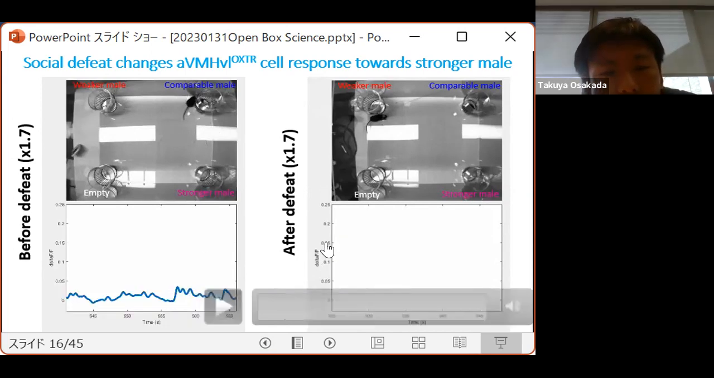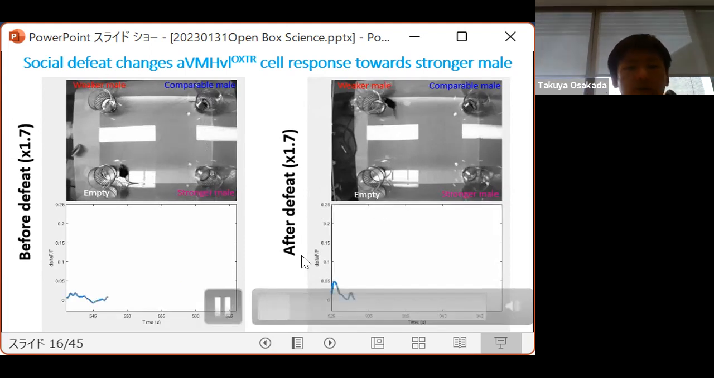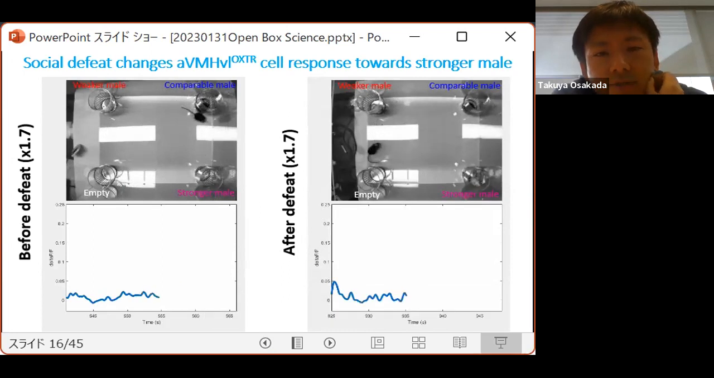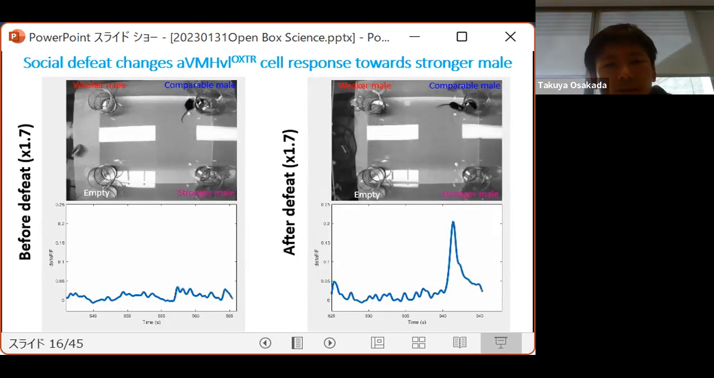Next is 1 day after defeat. In contrast, in this video after defeat, with the empty cup, same strain and SW, there is a quick retreat with a strong increase of neural activity. This data also suggests that there is strain specific neural activity after defeat events.